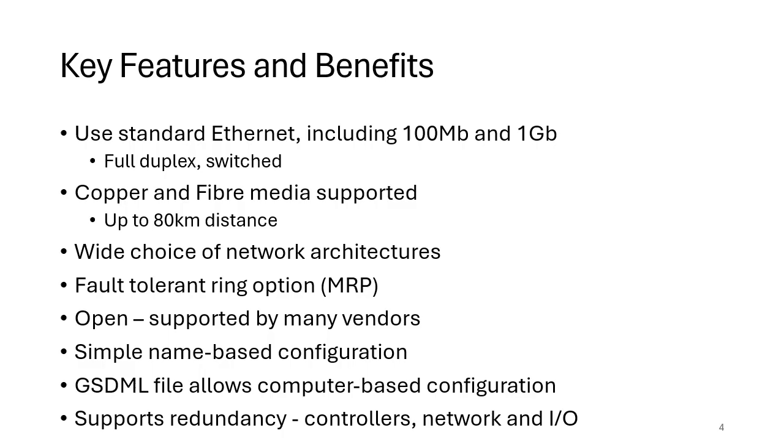Now, the protocol itself supports simple name-based configuration. So there are IP addresses. You do need to do a bit of network configuration, but the protocol does support automatic assignment of IP addresses. But ultimately, each device has a name. So for example, you might have an I/O device. You could call that I/O device number 1, the second I/O device number 2, or you could use something meaningful, such as main machine I/O, secondary machine I/O, or whatever makes sense in your application. So name-based configuration makes it easier for humans to understand.